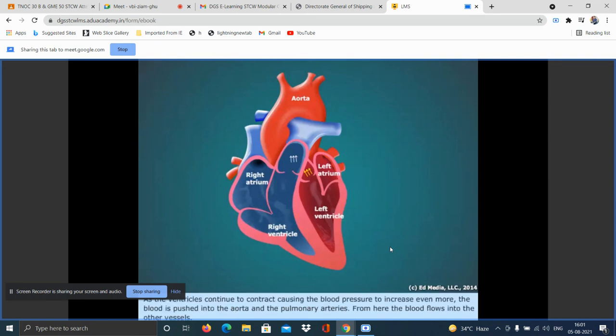As the ventricles continue to contract, causing the blood pressure to increase even more, the blood is pushed into the aorta and the pulmonary arteries. From here, the blood flows into the other vessels.